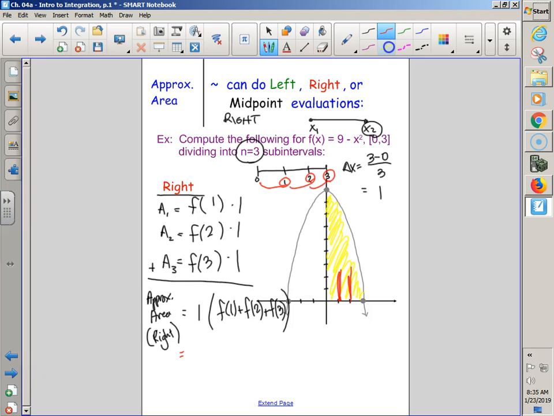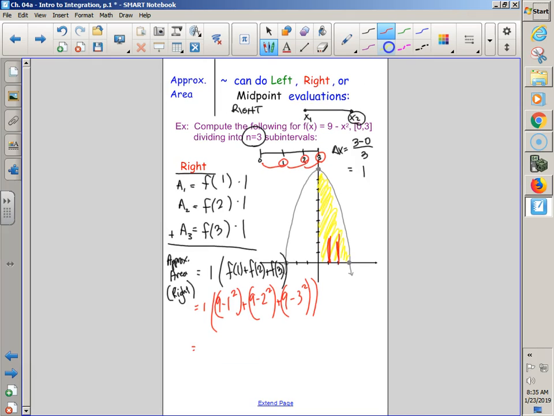I'm plugging in by hand because it's not too hard. 9 minus 1 squared. 9 minus 2 squared. 9 minus 3 squared, which ends up being 8 plus 5 plus 0. That's weird. This one would hit at 8 at the right. This one would hit at 5 from the right. Oh, yeah, if it hits at 0, there isn't one.